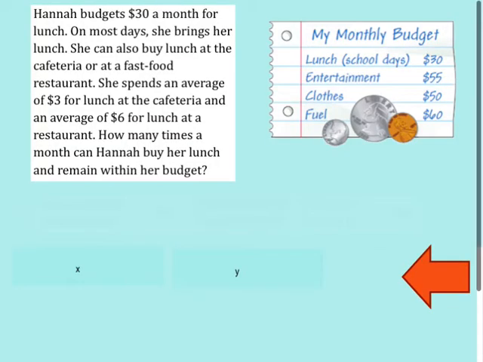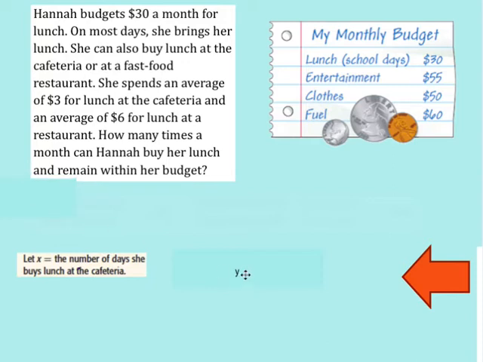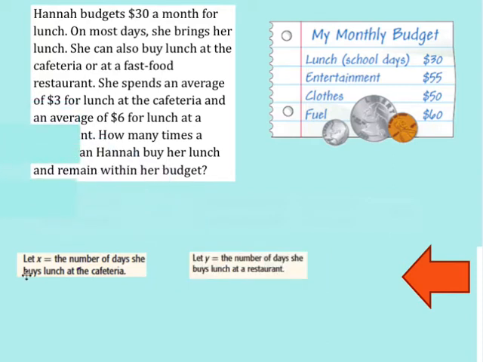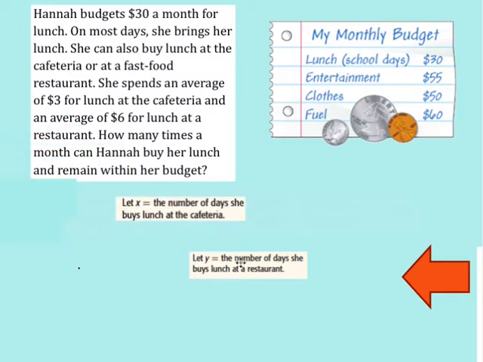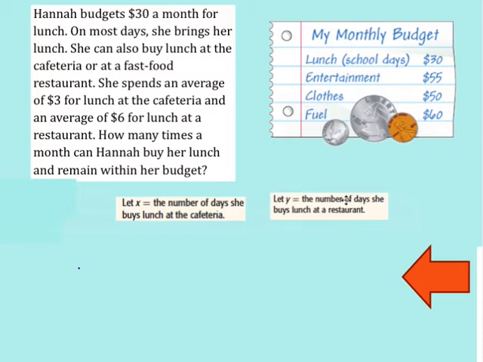All right, so let's take a look at this one. Hannah budgets $30 a month on lunch. On most days, she brings her lunch. She can also buy lunch at the cafeteria or at a fast food restaurant. So let's let X represent the days that she buys lunch in the cafeteria. And let's let Y represent the number of days that she buys lunch at a restaurant. So here are our options. Okay, so now we need to set this up.